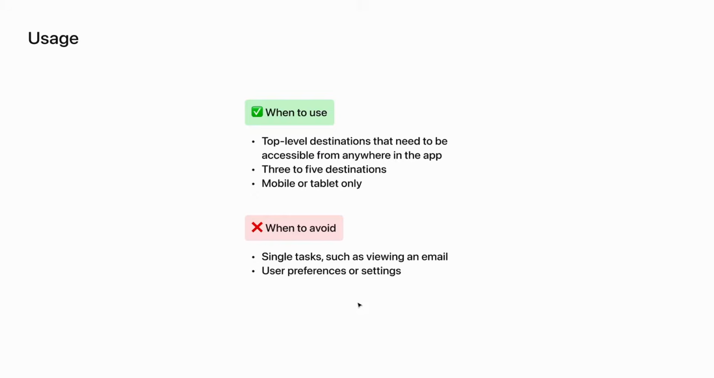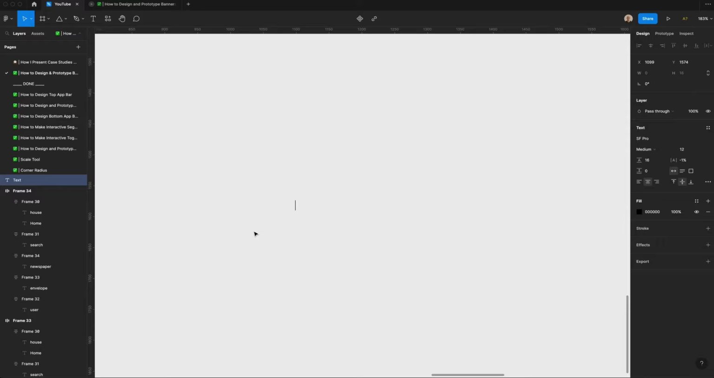A couple quick notes on when to use and when not to use nav bars. You should be using them as top-level destinations that can be accessed from anywhere in the app. A good example of this is Twitter or Spotify, the persistent elements at the bottom of the page. There should be 3 to 5 destinations top, and this should work for mobile or tablet only. This isn't something that we use in desktop design. You should avoid this when there's single tasks such as viewing an email, or if it's in a user preferences or settings page.